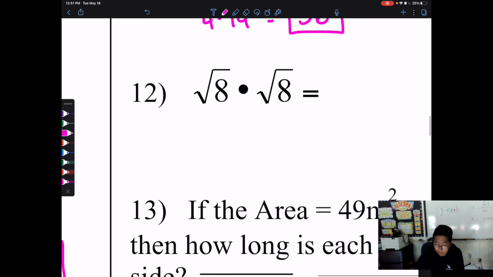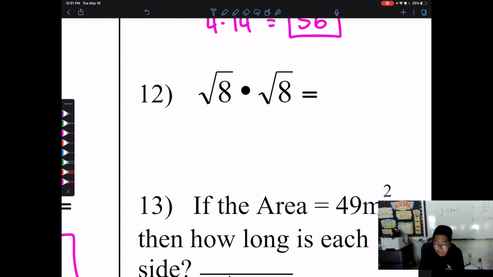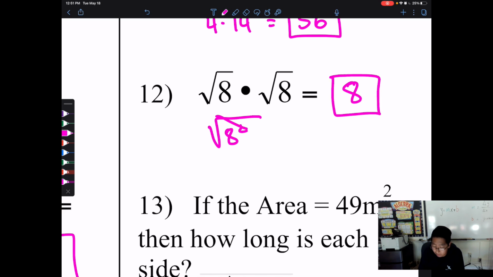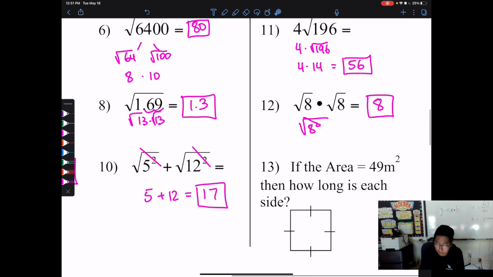Next, we have the square root of 8 times the square root of 8. Now, the fun thing with square roots is if you find a pair, that means 8 times 8 is going to be multiplied. You could think of this as 8 squared. And the base is 8, so the answer here is 8. If you ever have 2 square roots and the number is the same, you can think of it as the number is coming out of the square root. So the whole number is 8.